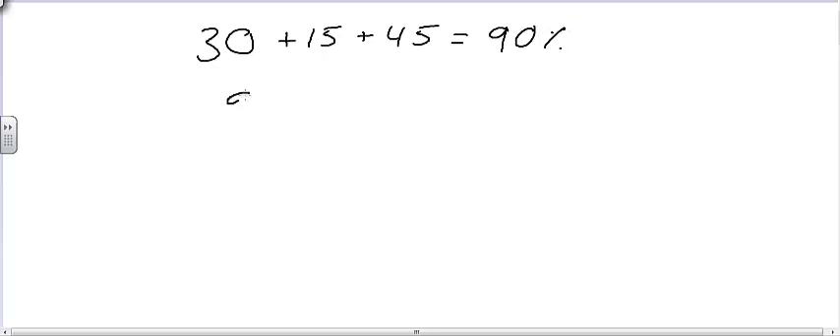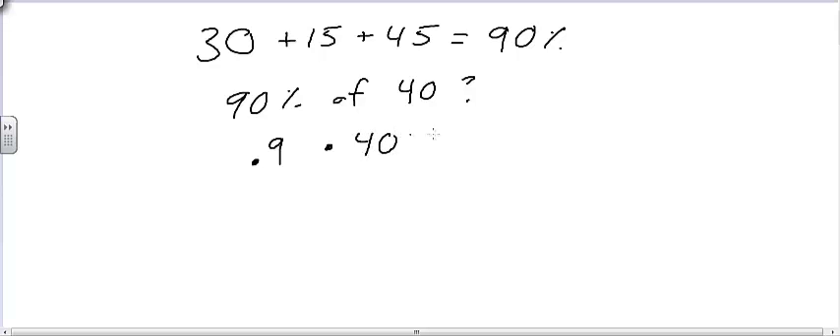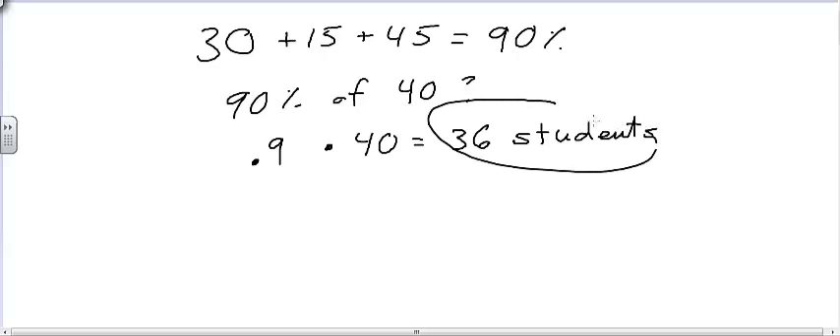Now I'm saying what is 90% of my total, which is 40 students. As a decimal, 90% becomes 0.9 or 0.90. Of translates to multiplication, and 40 is 40. Now multiply 0.9 times 40 to find the total number, and that will be 36, or more specifically, 36 students passed the test.